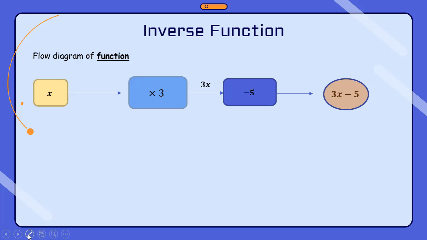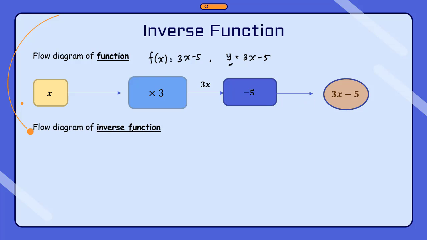Now, let's check the inverse of the function. For example, if I have a function 3x minus 5, or we can write it using another notation, y is equal to 3x minus 5. So, to find the flow chart of a function, we have to find the value of y. And how to find the value of y? You can check this flow diagram of the function. We did it before. And now let's try to find the flow diagram of the inverse function.